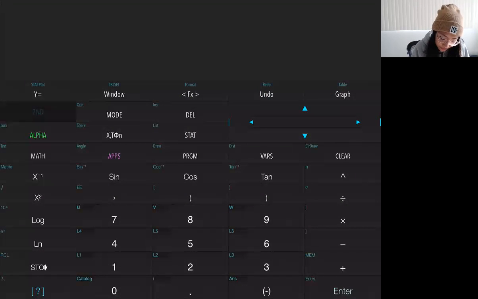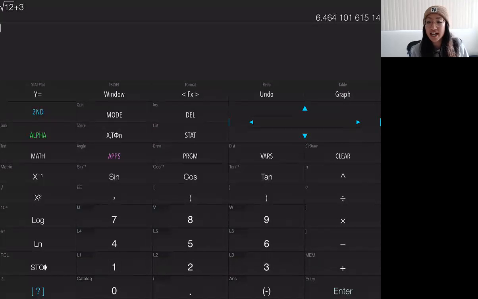The square root of 12. And then I'm going to get out of the square root by pressing the side button and then do a plus 3. So notice the difference between those two. I'm going to press enter, and that is my answer for that problem. So about 6.46.